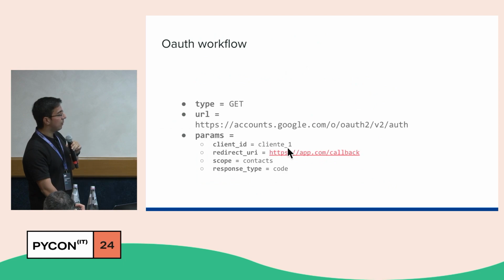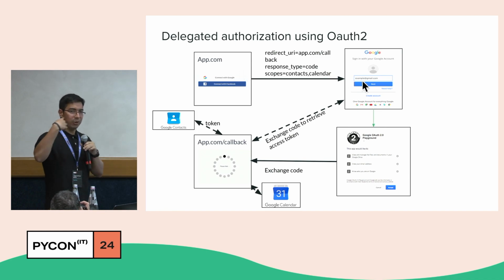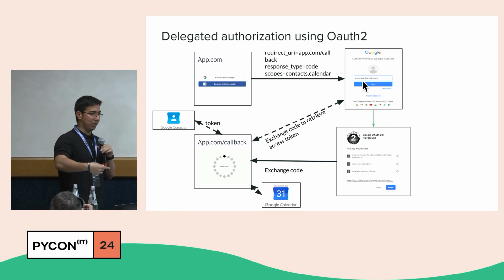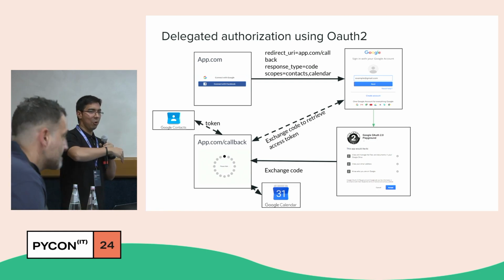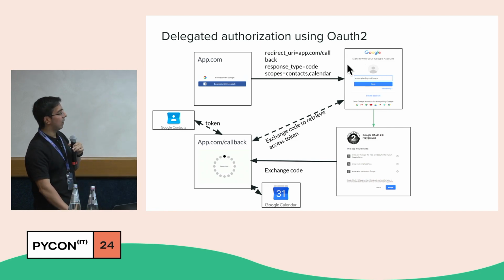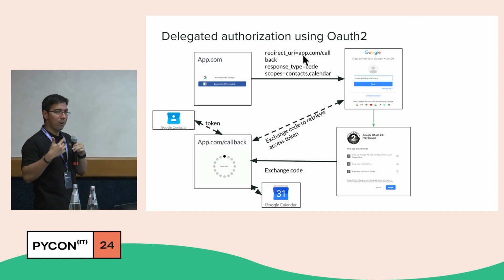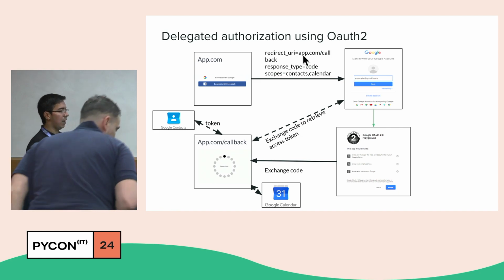Why do we need to specify the redirect URL? What happens is that when you click this button, it goes through Google, and then the user logs in and accepts the consent, but the Google server doesn't know where to go back or where to redirect the response. So we need to specify in the initial request where Google needs to redirect with the exchange code or with the access token.